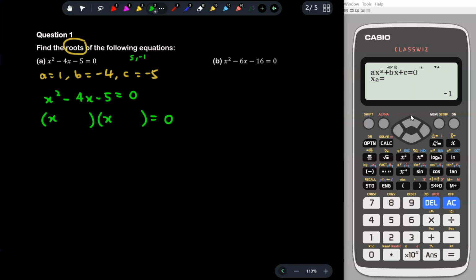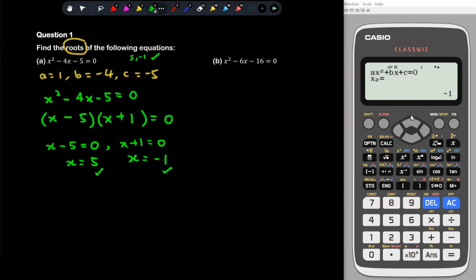And then we know that our roots are 5 and negative 1. So I'm going to put 5. If it's 5, then inside the bracket will be negative 5. If it's negative 1, then here will be plus 1, positive 1. Now, if you want to find the roots, we have to take the first bracket equals to 0. So x minus 5 equals to 0, so x is equal to 5. And then we take the second bracket equals to 0. So x plus 1 equals to 0, so x is equal to negative 1. So the roots are 5 and negative 1.